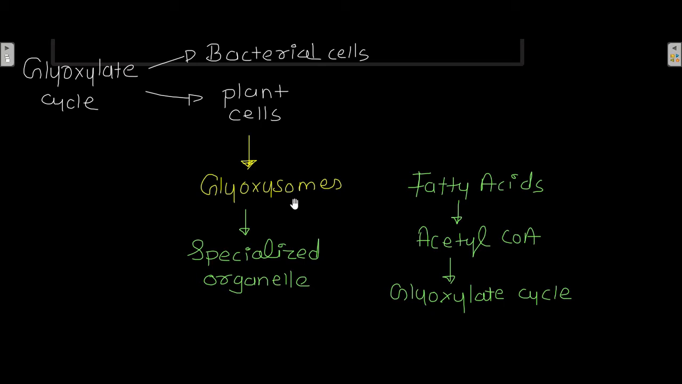In glyoxysomes, the fatty acids are subjected to beta oxidation, and beta oxidation of fatty acid results in the formation of acetyl coenzyme A, and then this acetyl coenzyme A is further utilized in the glyoxylate cycle. All of this is happening in this specialized organelle known as glyoxysomes. So in glyoxysomes, the organelles which are present in the plant cells, the glyoxylate cycle is taking place.